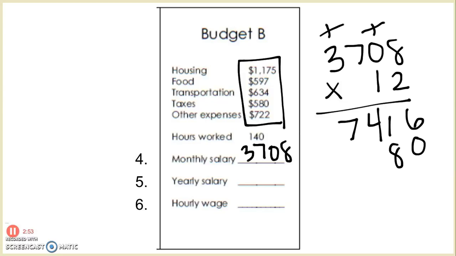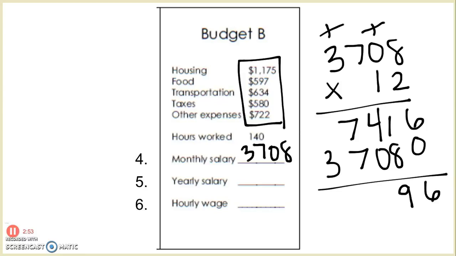Let's multiply 1 times 8, which is 8. 1 times 0, which is 0. 1 times 7, which is 7. And 1 times 3, which is 3. Now let's add these up. 6 plus 0. 1 plus 8. 4 plus 0, 7 plus 7 is 14, carry the 1, and 1 plus 3 is 4. So your yearly salary should be $44,496.